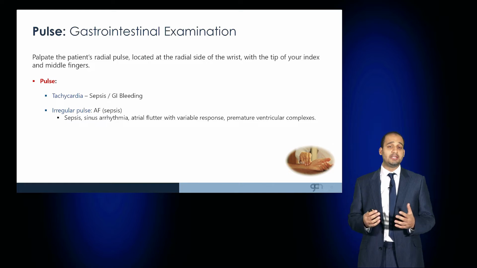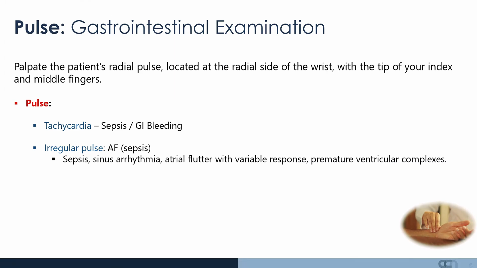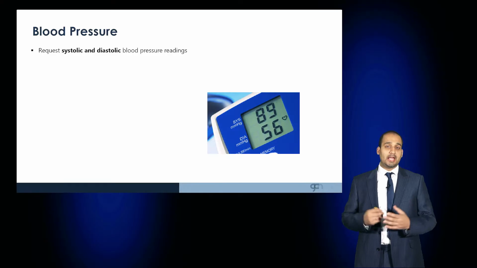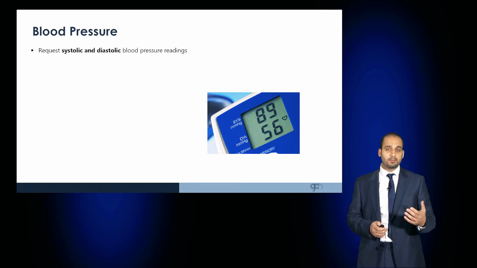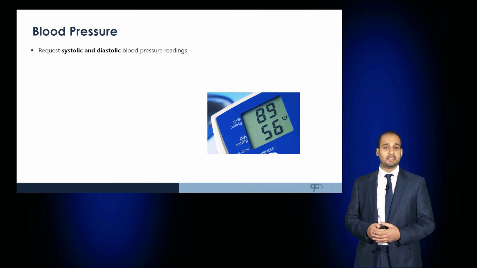Observe for the rate. A tachycardic pulse may indicate sepsis or a compensatory reflex tachycardia as a result of GI bleeding. An irregular pulse may be as a result of atrial fibrillation, which could be driven by an underlying sepsis process. Ascertain the patient's systolic and diastolic blood pressure readings. A low blood pressure may indicate GI bleeding.